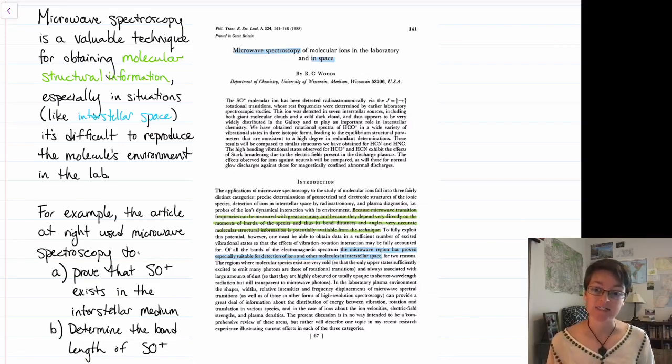And not only can we identify the presence of those molecules, but we can use the spacing between peaks in the microwave spectrum in order to understand what geometric properties that molecule has. And I'll show you an example of that in just a moment. But I want to show you as kind of a case study that, for example, in the article shown at right, they used microwave spectroscopy to first prove that a sulfur monoxide ion exists in space, and two, they were able to determine its bond length.